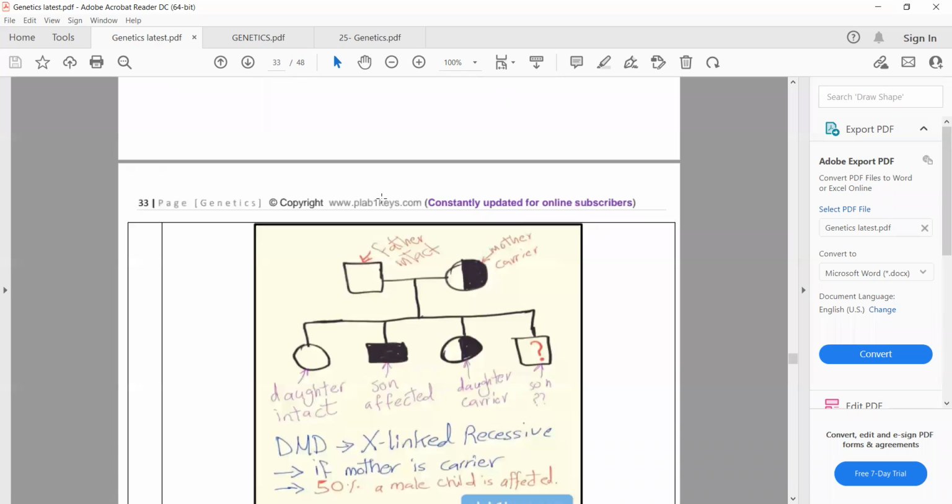In this pedigree, remember that in the PLAB 1 exam or in general, the circle represents the females and the squares represent the males. And the half-filled square or circle will represent a carrier, and the fully filled square or circle will represent the affected person.